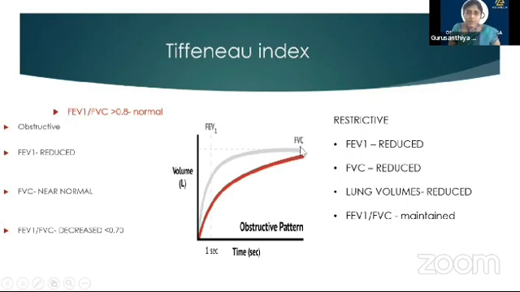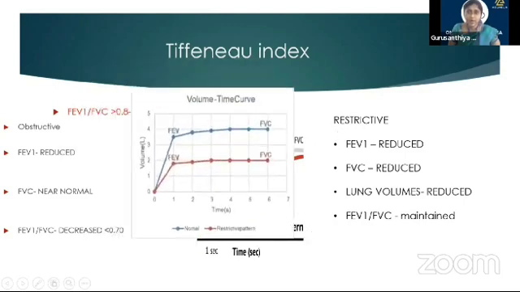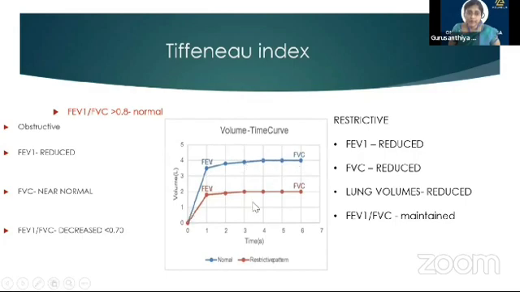As you can see, the FVC of normal and the FVC of obstruction is more or less equal to each other. So the FVC is near normal. Since the numerator is only decreased and the denominator is maintained, it leads to a decrease in the FEV1 by FVC ratio to less than 0.7. In restrictive disorder, this is a normal graph. There is a concomitant fall in FEV1 as well as FVC. Since numerator and denominator both are decreased, usually FEV1 by FVC is maintained, that is more than 0.7.